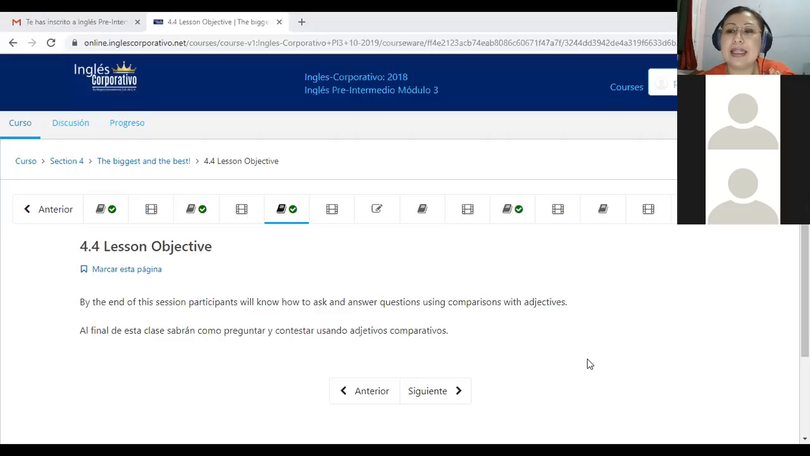Okay, we are going to start, remembering we are now in section number 4 of the platform. So tonight we are going to conclude the topic of adjectives, comparison adjectives, and then we will go over the lesson point for 4.4. By the end of this session, participants will know how to ask and answer questions using comparison with adjectives. As you said, last night we studied adjectives and we learned how to make comparisons using the ER and also adding the word more to the adjectives. And finally, we learned about the irregular adjectives that we need to memorize, okay?